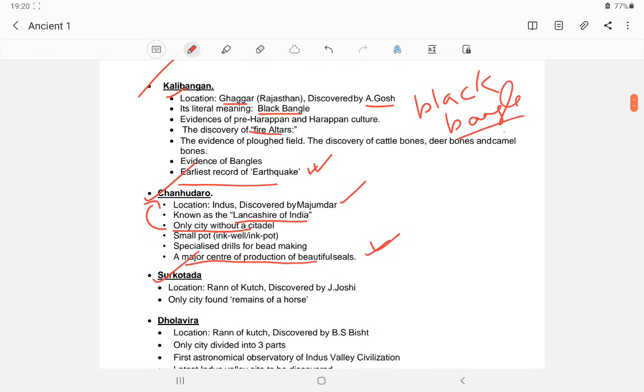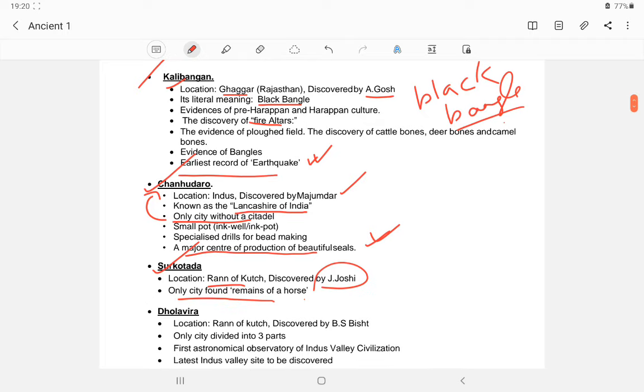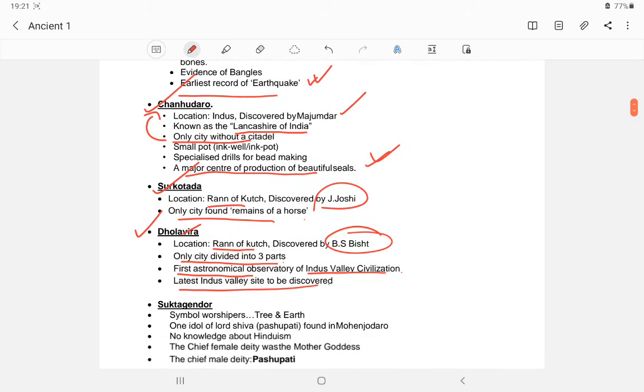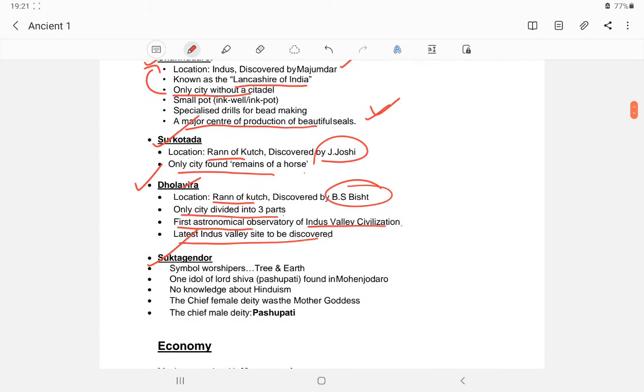Next, Surkotada, discovered by J.P. Joshi, is the only city where remains of a horse are found. Next, Dholavira in the Rann of Kutch, Gujarat, discovered by J.P. Joshi, was divided into three parts. It has the first astronomical observatory of the Indus Valley civilization. The latest Indus Valley site to be discovered is Sutkagendor.